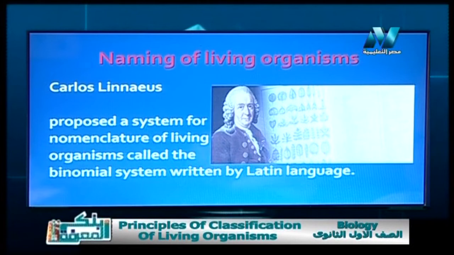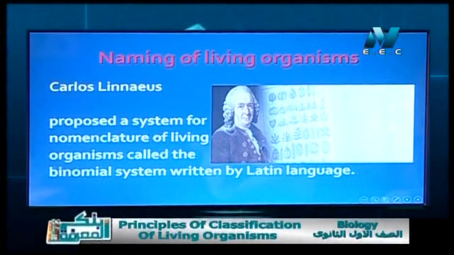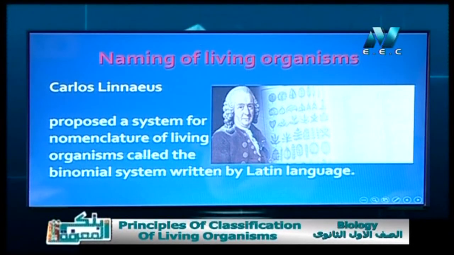We move to another title, which is naming the living organisms. How can we give them names? Carlos Linnaeus was the scientist who first started to give names to the living organisms, and he proposed a system for nomenclature. The word nomenclature means giving names to living organisms, called the binomial system of nomenclature.